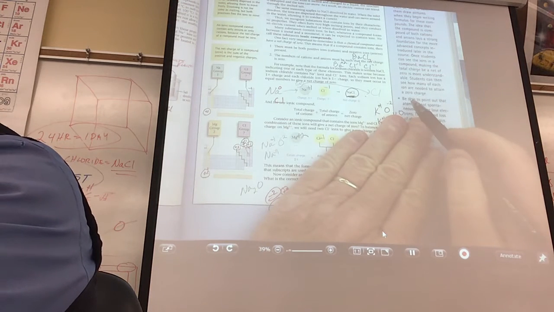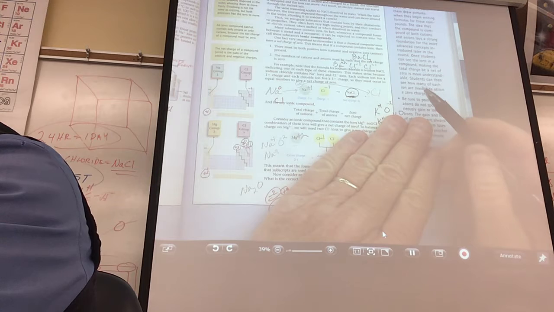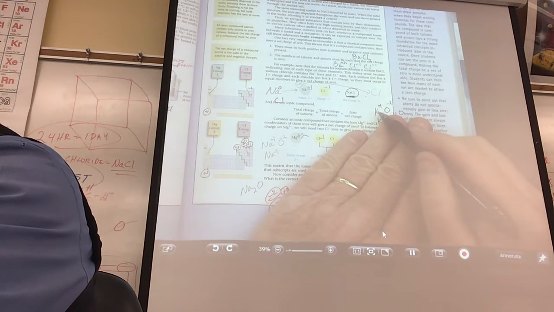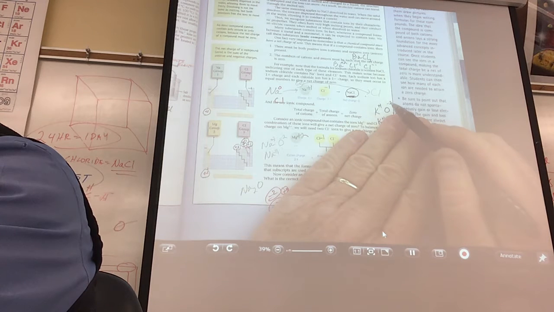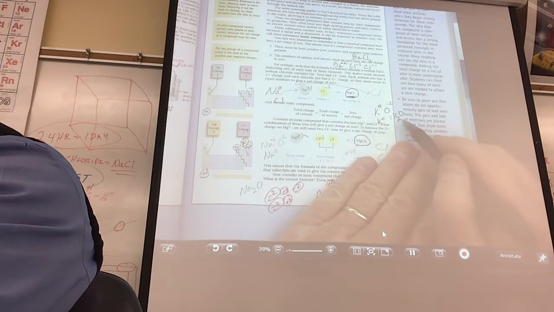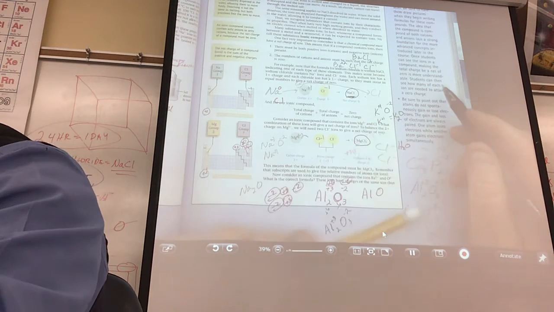That won't work because it doesn't add up to 0. So how am I going to make that work? We have to add 2 potassiums. So what's the formula? K2O. 2 potassiums and 1 oxygen.